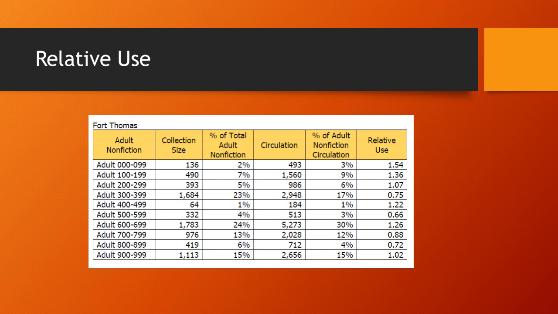On the other hand, if you go down to the 300s, you see that there's a relative use number of 0.75. That's less than one and indicates a need for weeding. Also, we can see that it makes up 23% of their nonfiction collection, but only 17% of the nonfiction circulation.